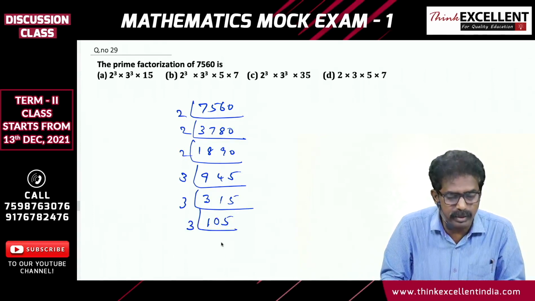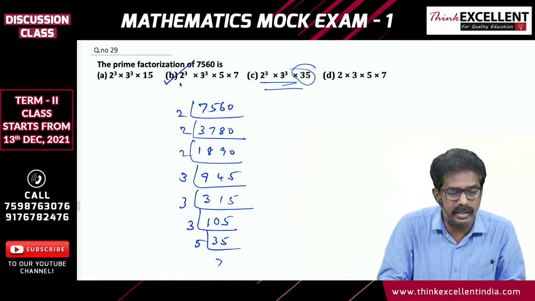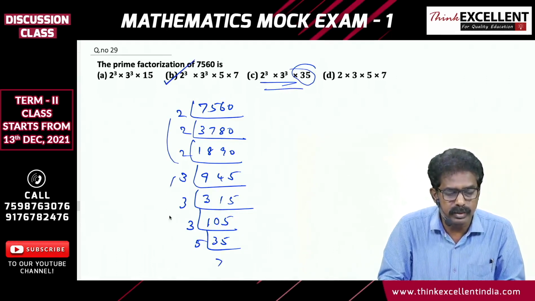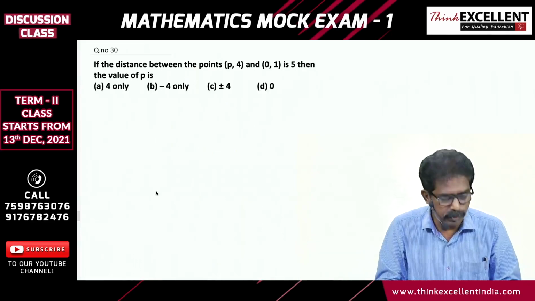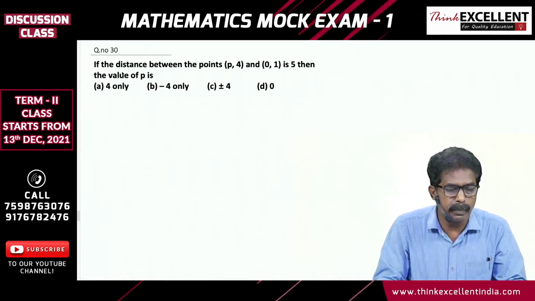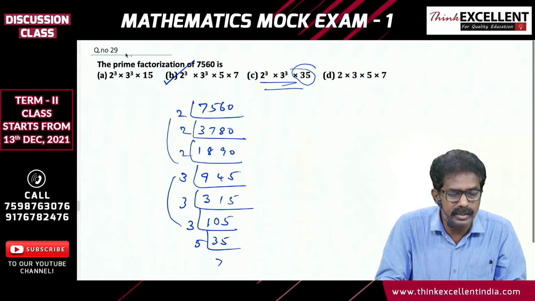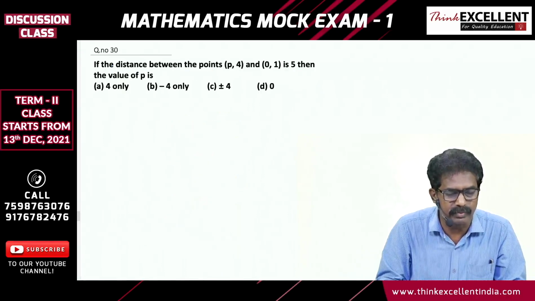Then again 3 table, 35. Then some answers are given like that also. Now 5, 7. Don't stop with that 35, because that also can be simplified. So the correct answer is 2 cube, 3 cube, 5 into 7. Okay, simple question. Sir, but the other option is also correct, no, sir? But 35 is not a prime number. The question is prime factorization, and 35 is not a prime number, so you have to do it that way.